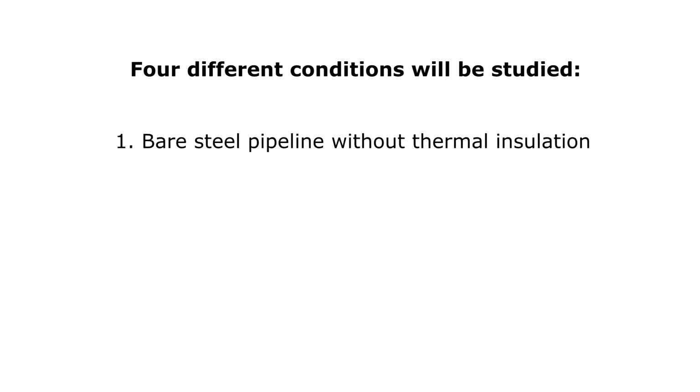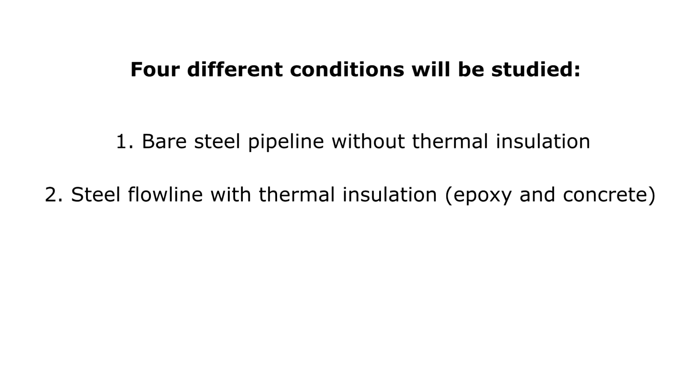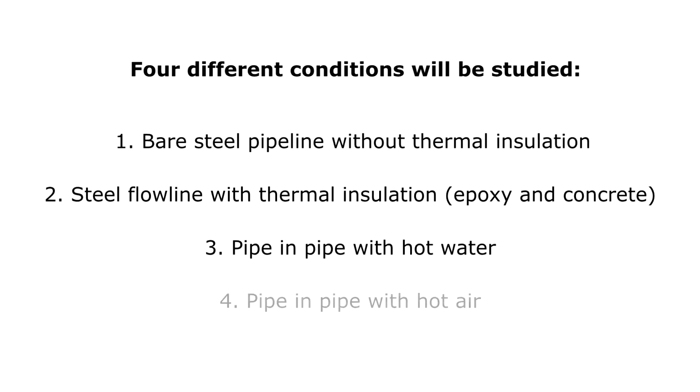The pipeline that we are looking at is actually 380 kilometers. For the study, we are going to take a section of 100 meters from the pipeline. This specific section is actually selected from the manual calculation. We are going to do the pipeline simulation using ANSYS software, and 4 conditions will be studied: bare steel flow line without thermal insulation, steel flow line with thermal insulations such as epoxy and concrete, pipe in pipe with hydrocarbon and hot water, and pipe in pipe with hydrocarbon and hot air.